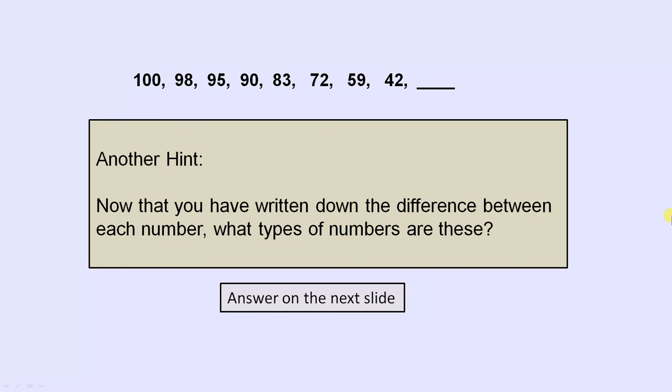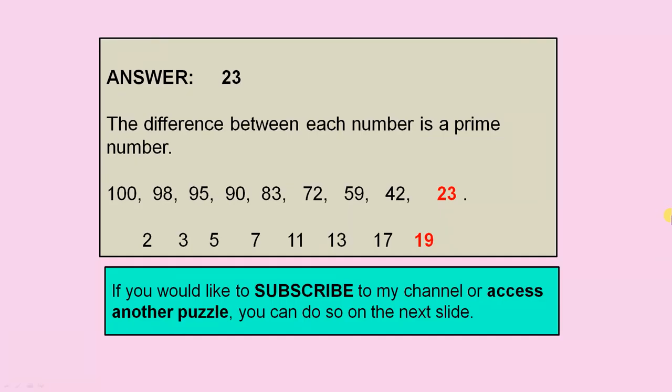Okay, let's go to the next slide and provide the answer. I wonder how you went. The answer is 23. The difference between each number is a prime. So see these differences that you wrote? If you look at each of them, they're the list of prime numbers.